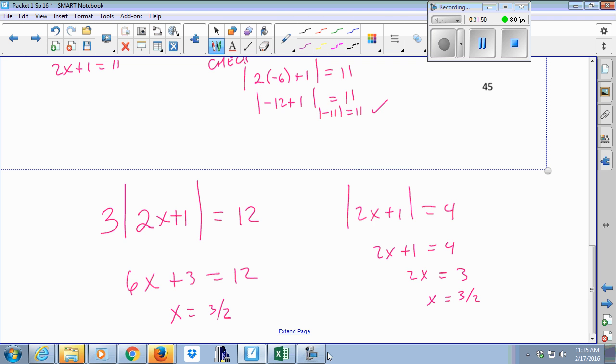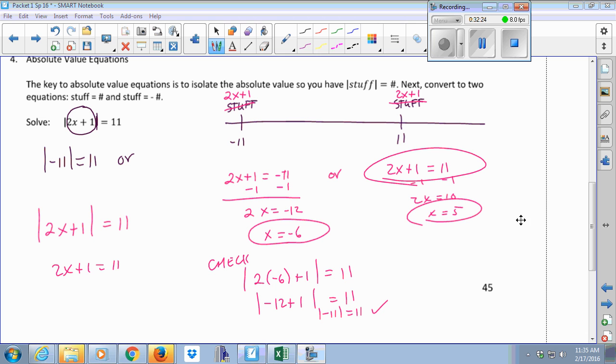So the moral of the story is when you have these absolute value symbols, if you have anything multiplying it, divide both sides of your equation by that number. If you have something added or subtracted from here, move it over to the other side. And then remember that the thing inside the absolute value could be the opposite of this number or the number itself. You got two potential solutions. That's the biggest thing about absolute value. Even though you have two solutions, they're not opposites of each other.